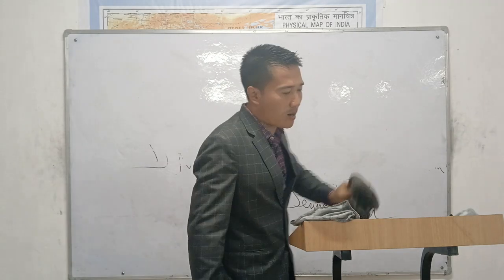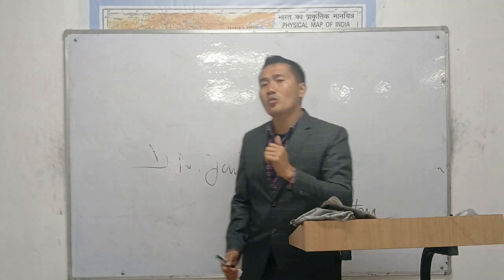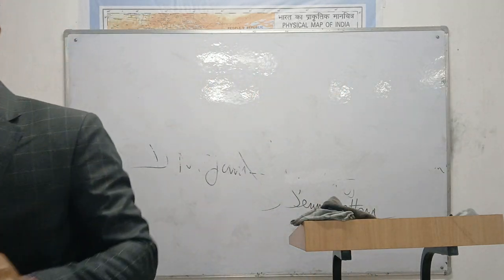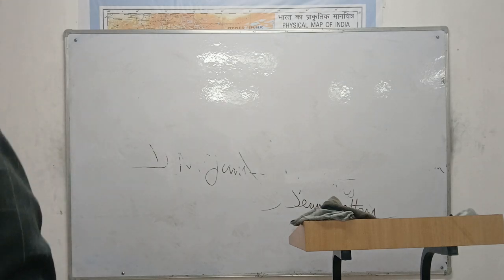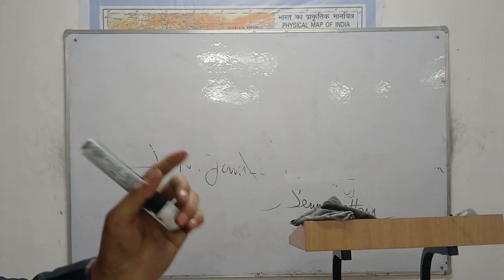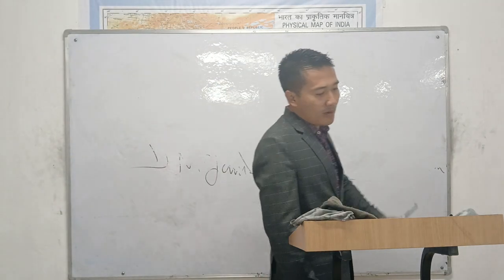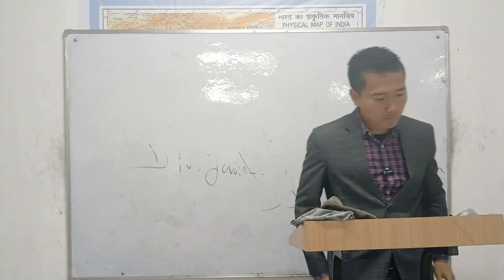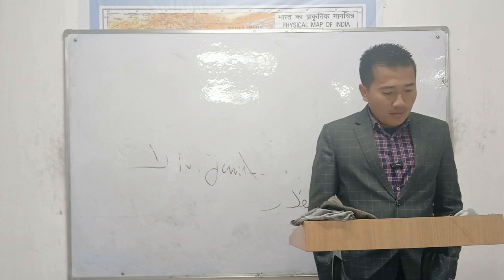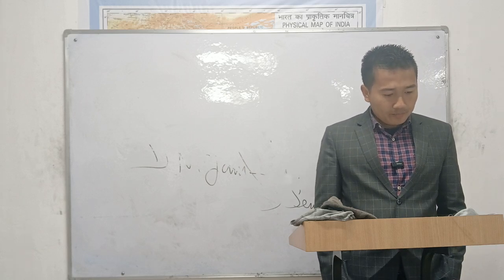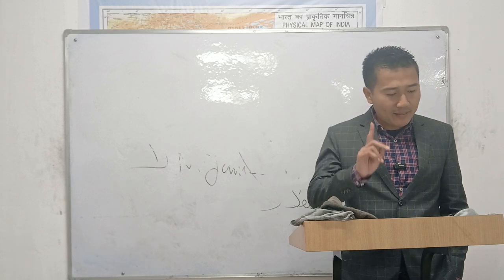Let's see why the war occurred. The Third Anglo-Mysore War happened in the year 1790 and it ended in 1792 by the Treaty of Seringapatam. Let's see why the war occurred.